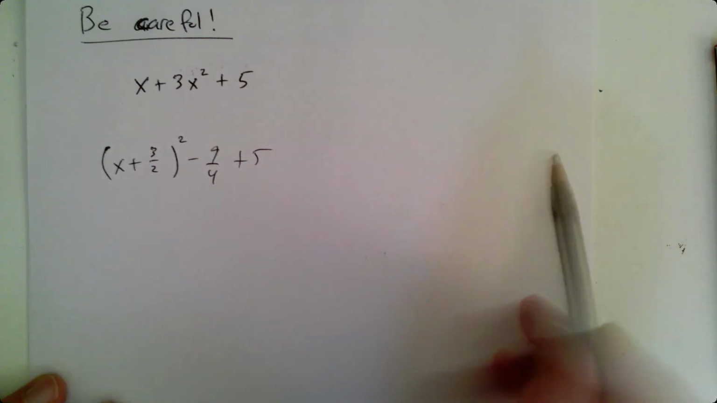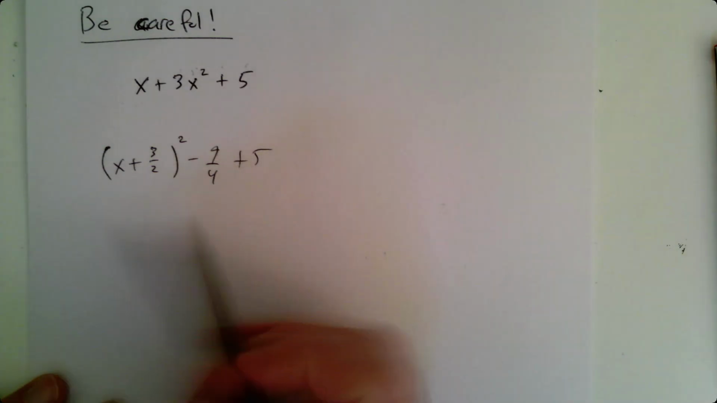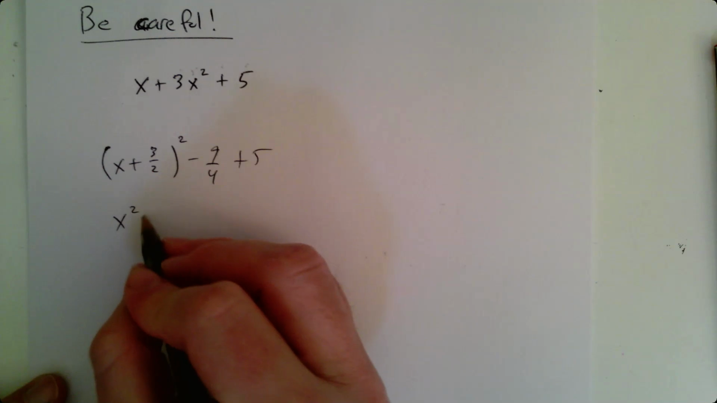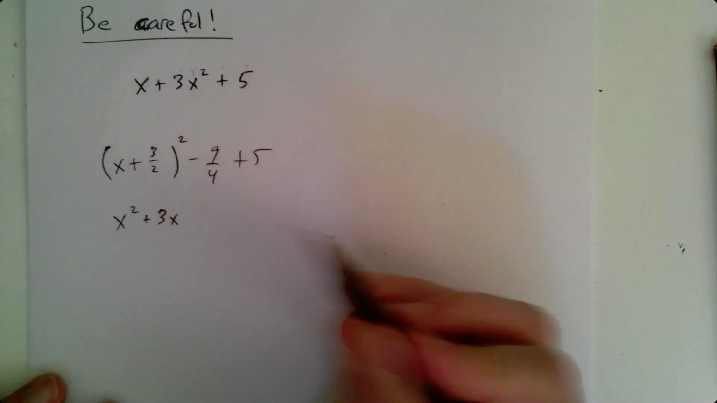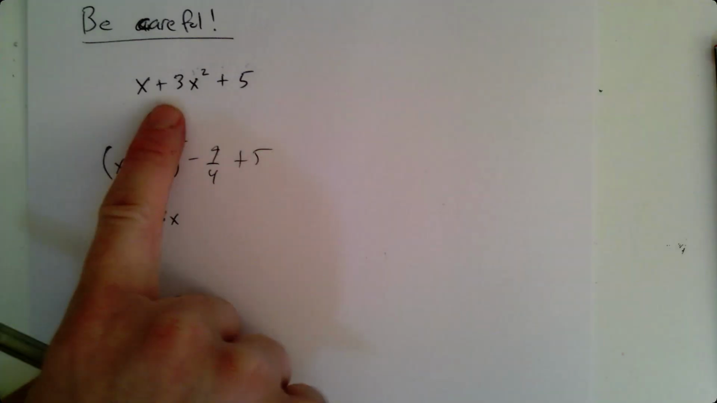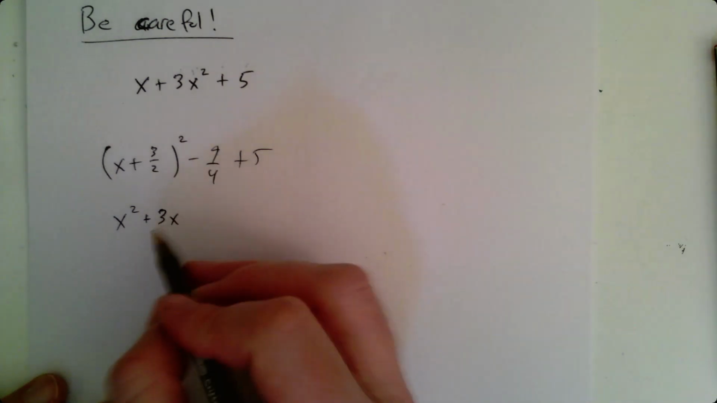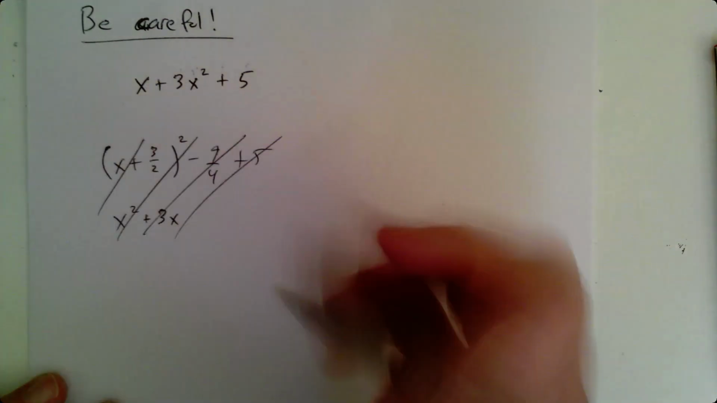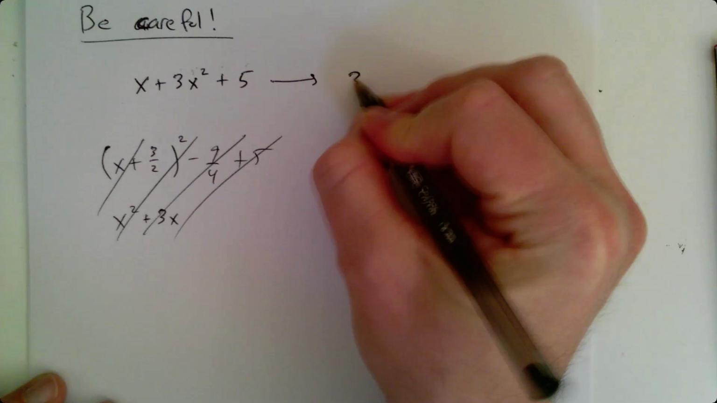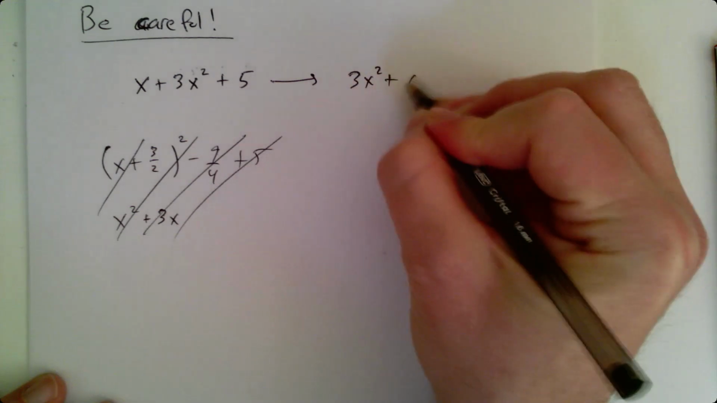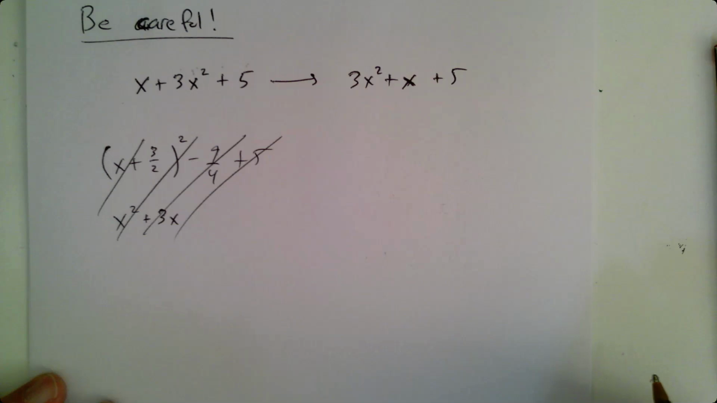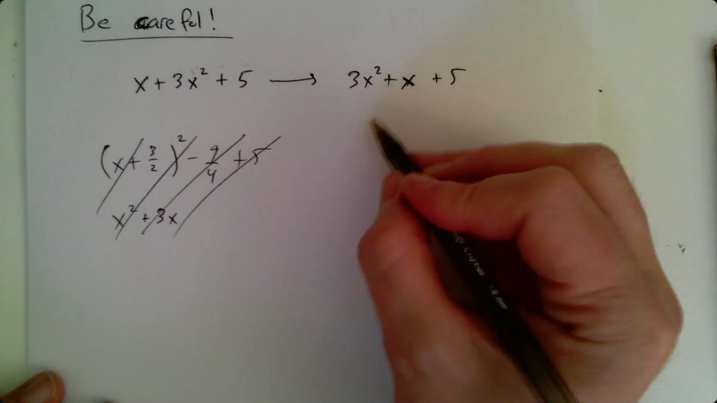The problem is, if I multiply this back out, I end up getting x squared plus 3x. And that's not what I started with. So that's my first caution, is be careful about which terms are which. So let's reorder it so that the x squared is in front, because that's how we're more accustomed to look at it. Okay, so now I have a second caution.